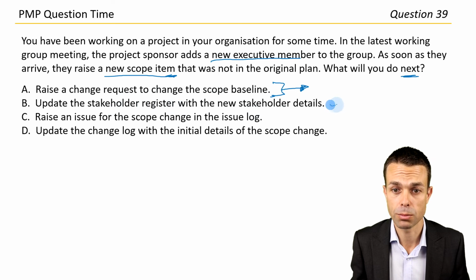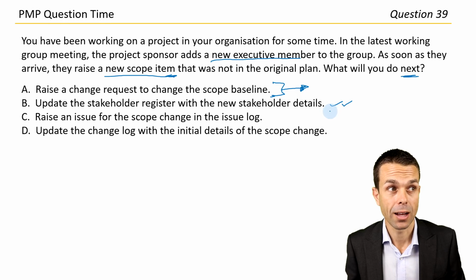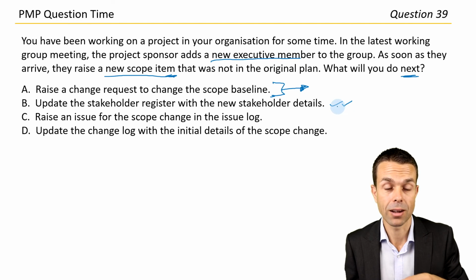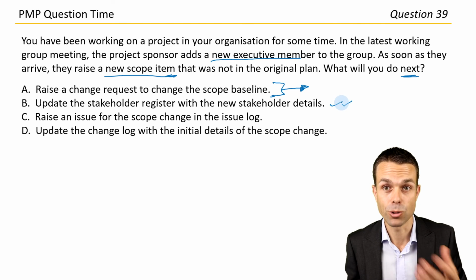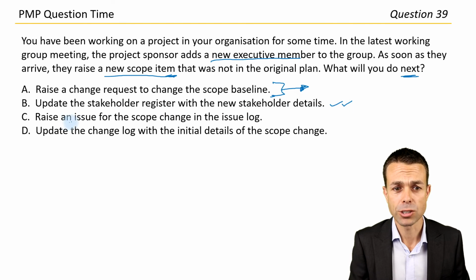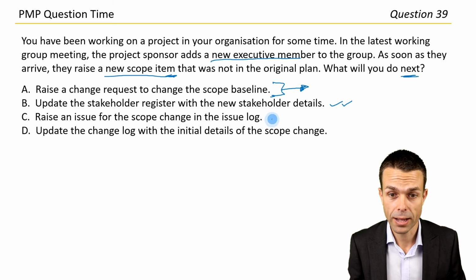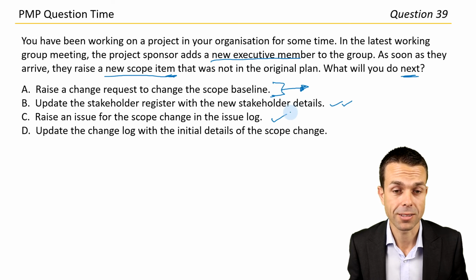Yep, that could probably be good. It's a new stakeholder. We need to know where they fit in the greater scheme of things as well. Do they have a lot of control, or are they the customer that we're actually delivering? Do they have a valid reason for this new scope change as well? Raise an issue for the scope change in the issue log. We could do that, yep, because it's already happened. This could be an issue, something that's happened.